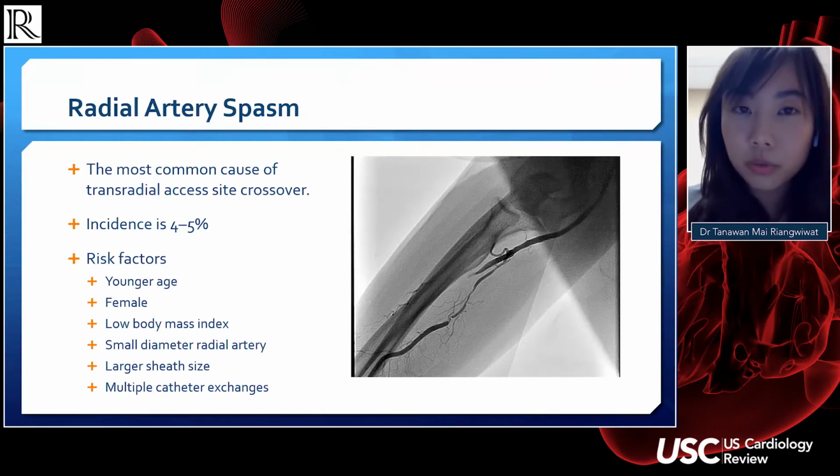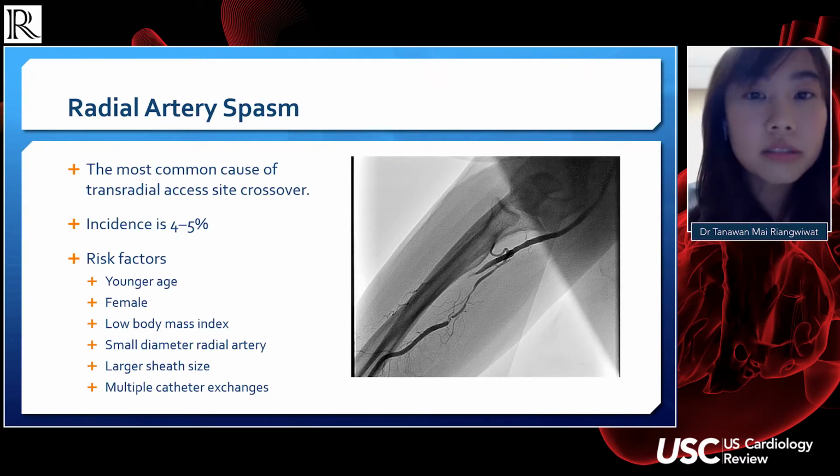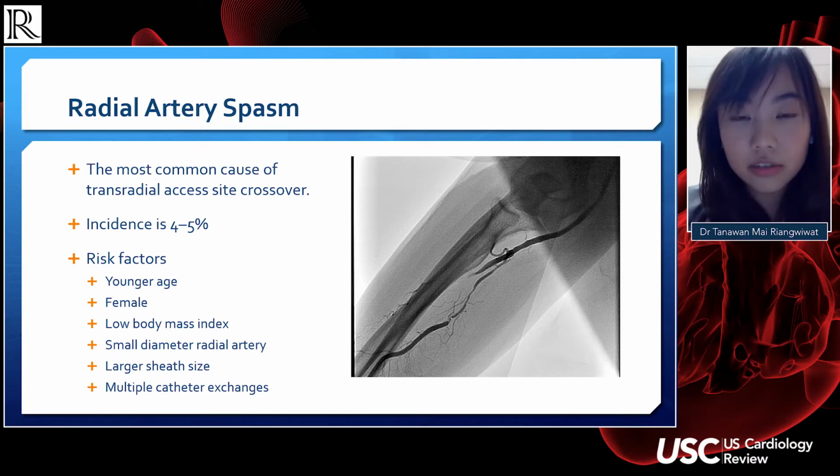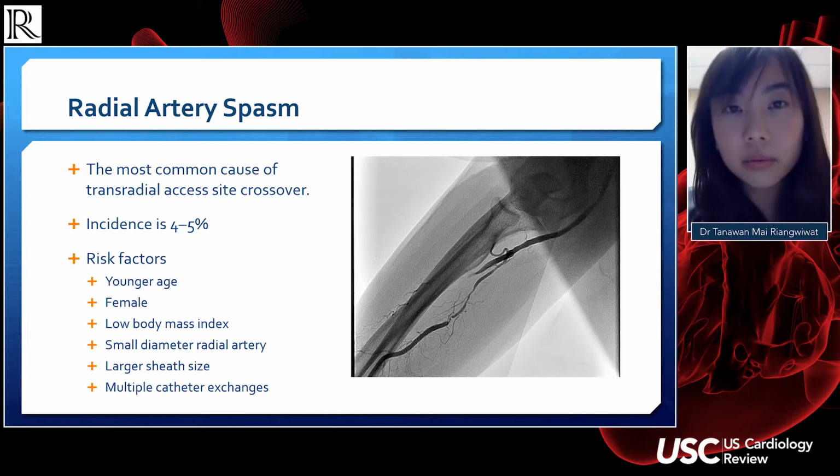The first complication we'll talk about is radial artery spasm. This is pretty common. It is the most common cause of transradial access site crossover, with an incidence of about 4 to 5%. The risk factors for radial artery spasm are female sex, young age, low BMI, small artery, large sheath size, and multiple catheter exchanges. These are actually common risk factors shared among many radial artery complications.